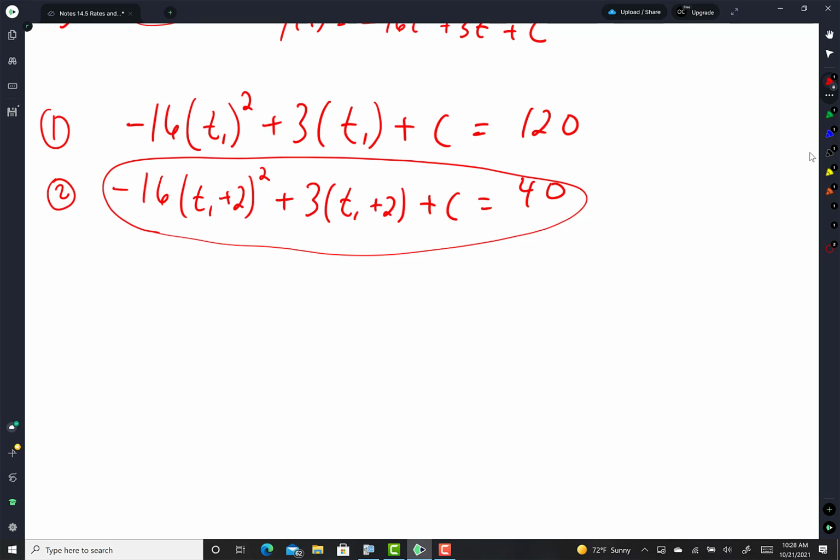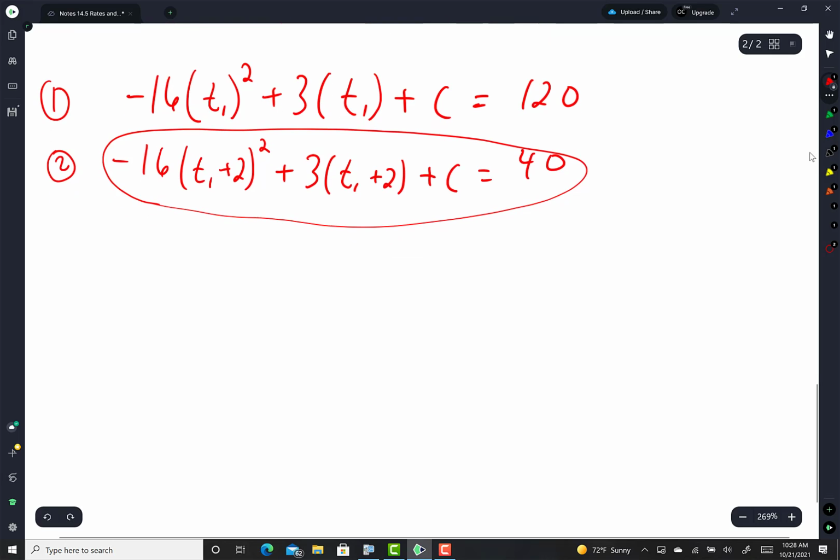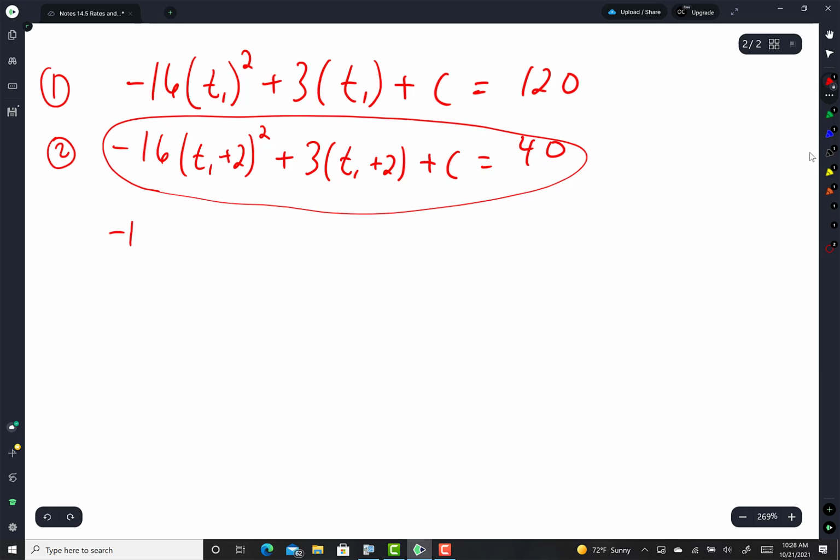But it looks like we're going to have to solve for T anyways, because this is where we're at right now. All right, you guys ready? So negative 16, and I'm just expanding this. T1 times T1 is T1 squared. Don't confuse your exponent with that subscript there in the bottom.